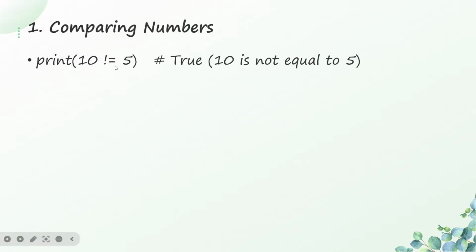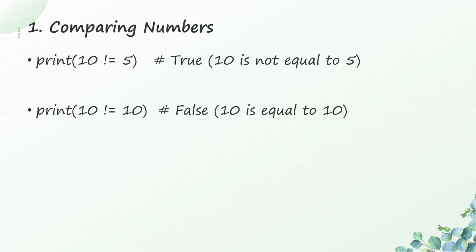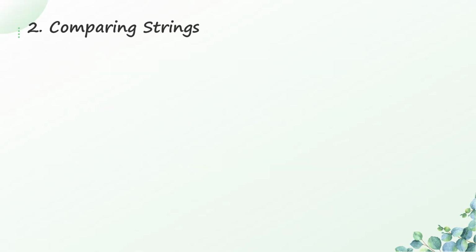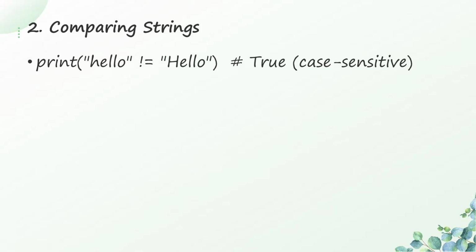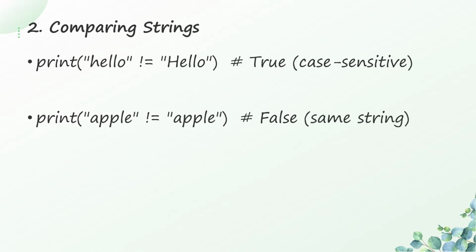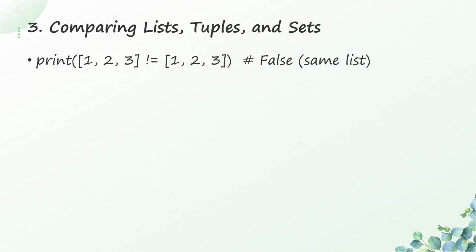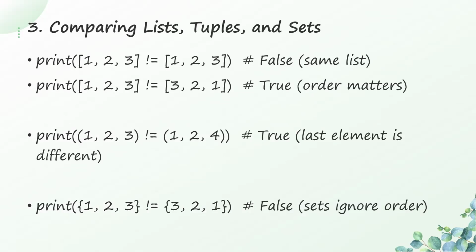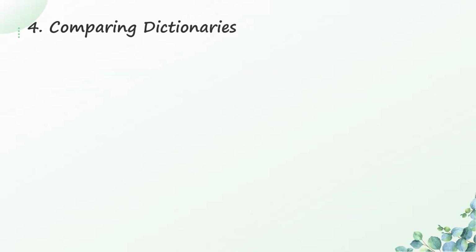10 not equal to 5. Yes, 10 is not equal to 5, so it will return true. 10 not equal to 10. Of course, 10 is equal to 10, so it will return false. I don't need to explain too much here. Hello not equal to hello. Remember, the H here is uppercase, so it is not equal, so it will return true. Apple not equal to apple. Apple is equal to apple, so it will return false. The same thing goes for tuples, sets, and dictionaries. As long as they are not equal, it will return true. If they are equal, it will return false.